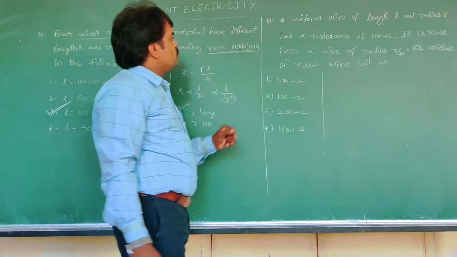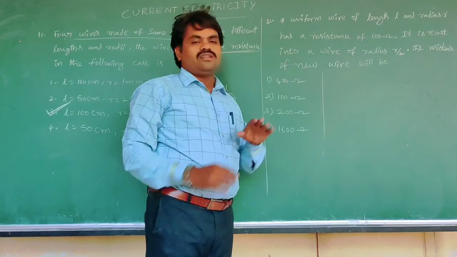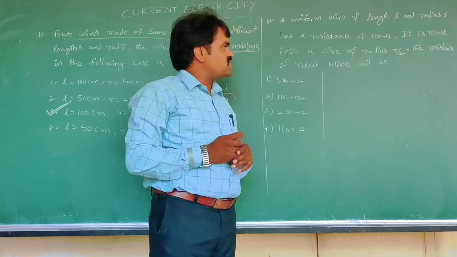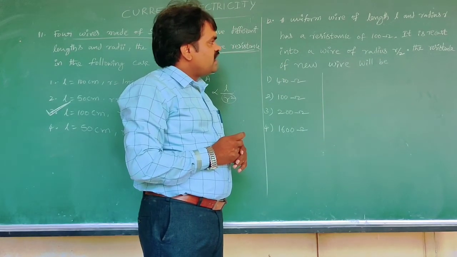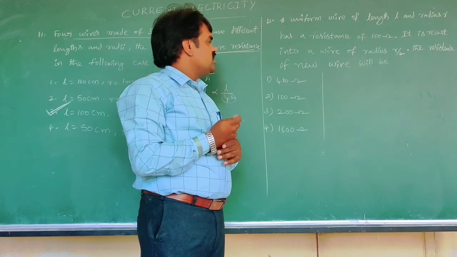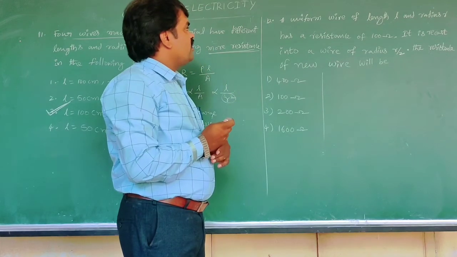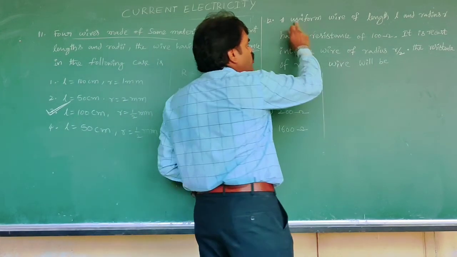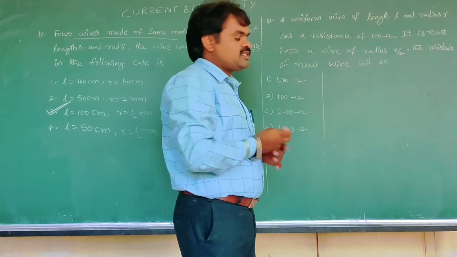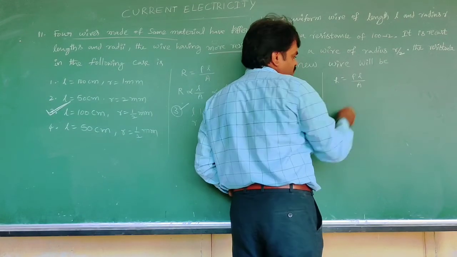Now we are going to discuss the 12th one. A uniform wire of length L and radius R has a resistance of 100 ohms. It is recast into a wire of radius R by 2. The resistance of the new wire will be? See, they given a uniform wire of length L and radius R. Resistance will be 100. That is R is equal to rho L by A.